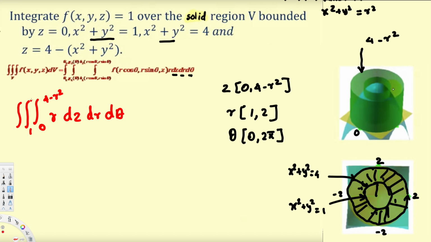So this is going to go from 1 to 2, and the limits of integration for theta is going from 0 to 2 pi. So here we are going to have 0 to 2 pi. Now let's do the integration.